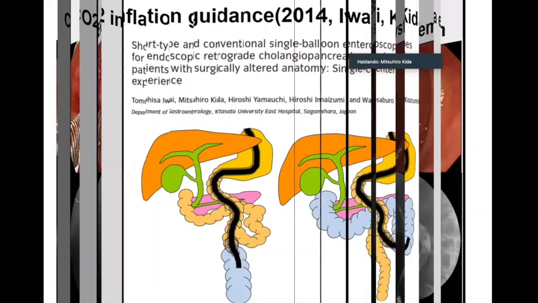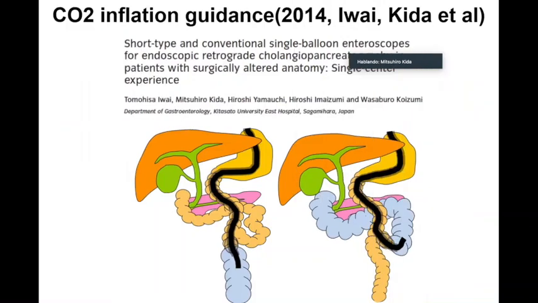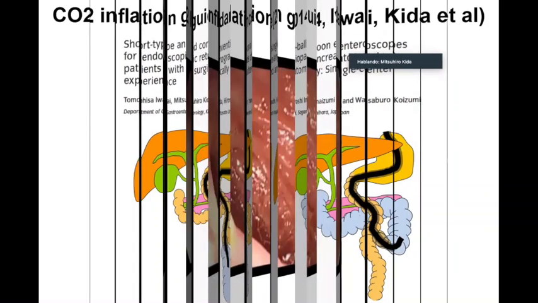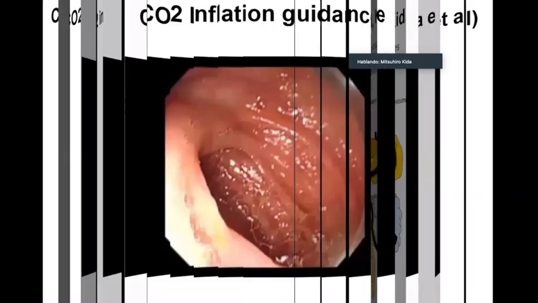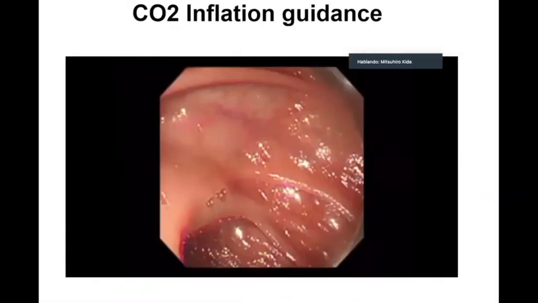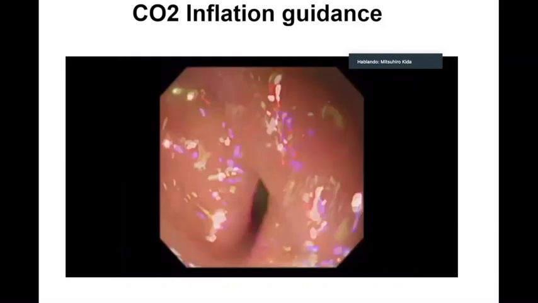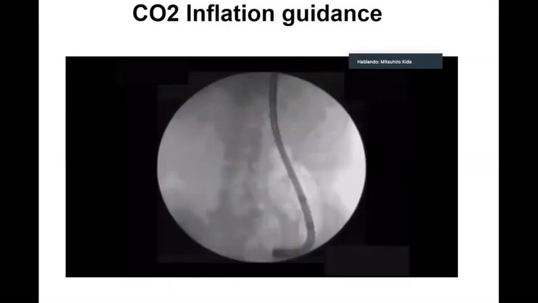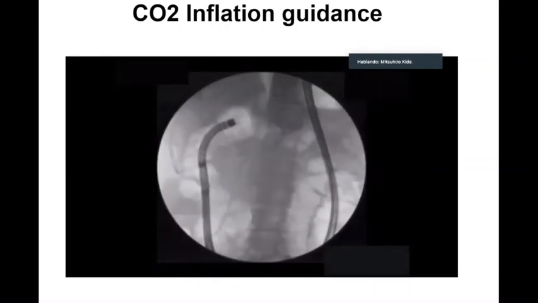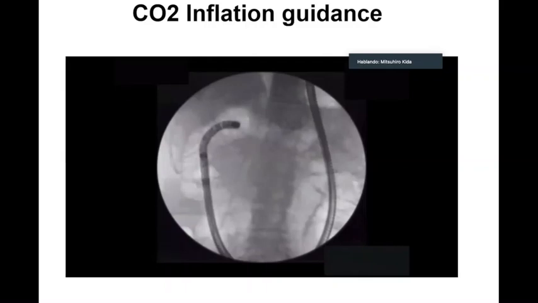This is CO2 inflation guidance to look for the right route. At first, put in the endoscope, fill with CO2, and check the route by X-ray to find the right route. We can save time because of the CO2 inflation guidance.